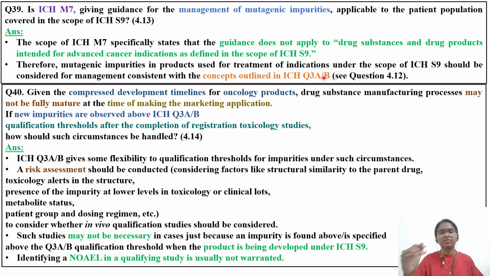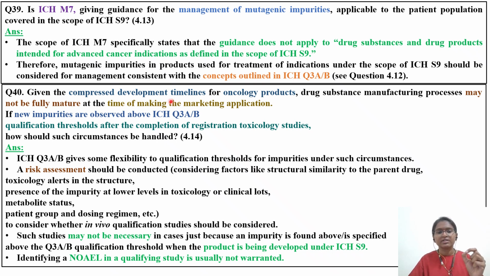So whatever the qualification threshold, identification threshold, whatever they are given in the Q3A, Q3B guideline, that you have to follow. Mutagenic impurities in the product used for treatment of indication under the scope of ICH S9 should be considered for management consistent with the concepts outlined in ICH Q3A, Q3B. So next question, we'll see question number 40.